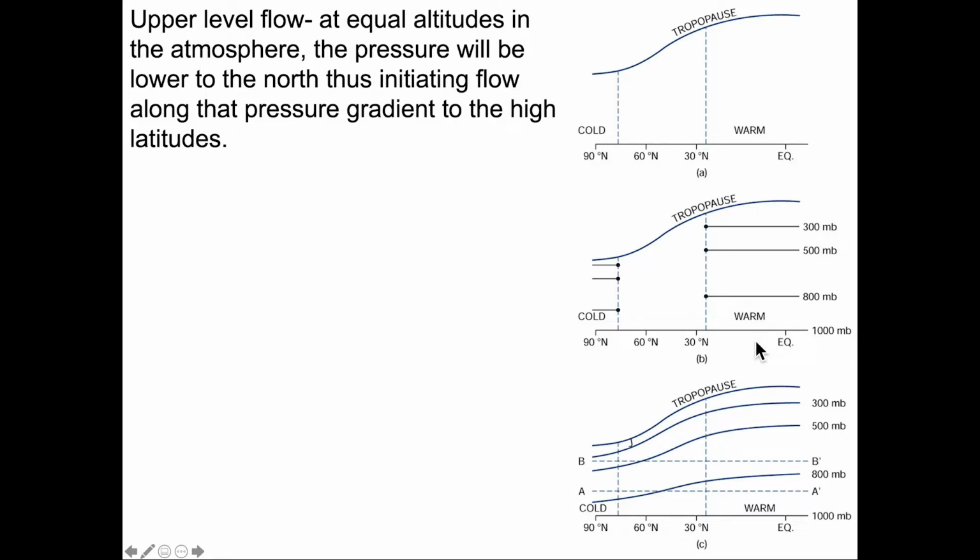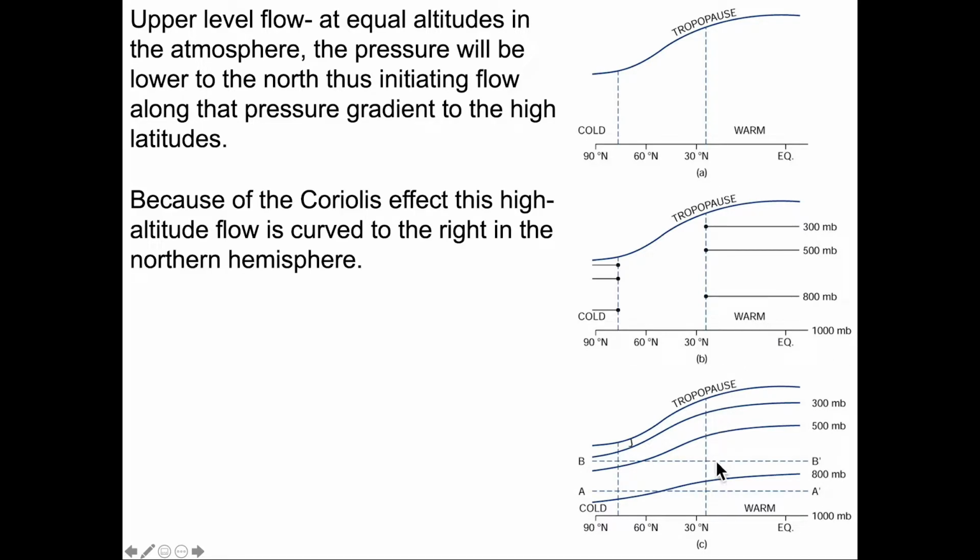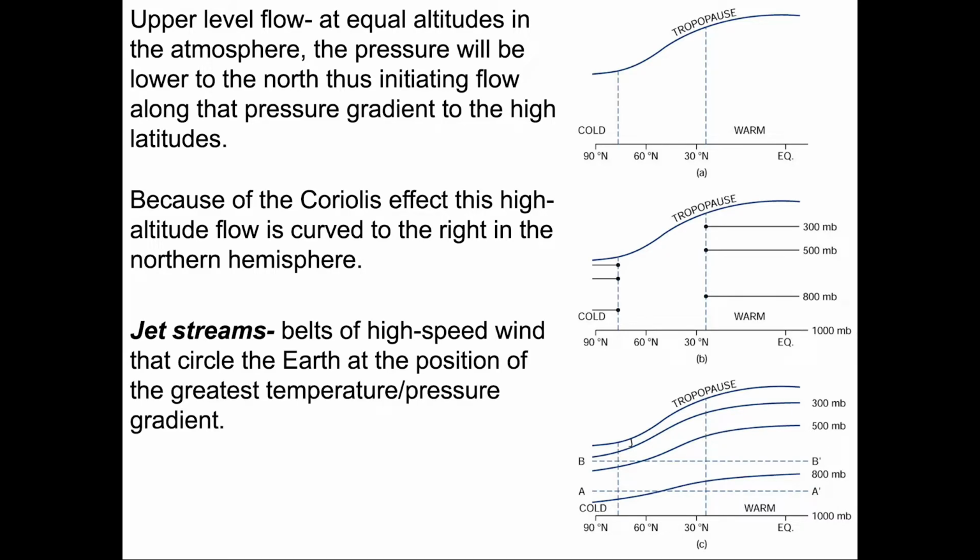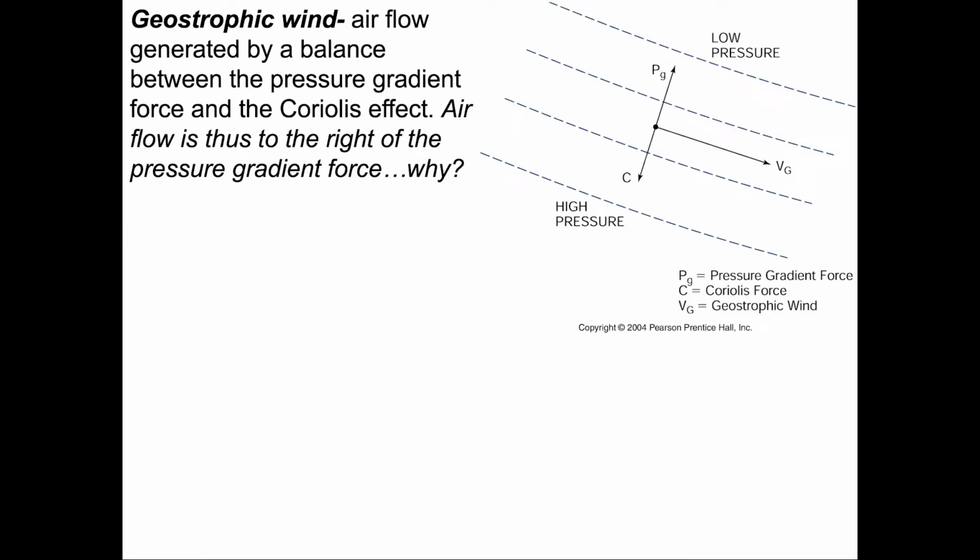This tilt in the tropopause is in turn going to be influenced by the Coriolis effect. So this high altitude flow is going to be curved to the right in the northern hemisphere. And this becomes the jet streams, belts of high-speed wind that circle the Earth at the position of the greatest temperature pressure gradient. Therefore, that's where the action is going to be. We call this flow a geostrophic wind, airflow that's generated by a balance between the pressure gradient and the Coriolis effect. Airflow is thus to the right of the pressure gradient force.